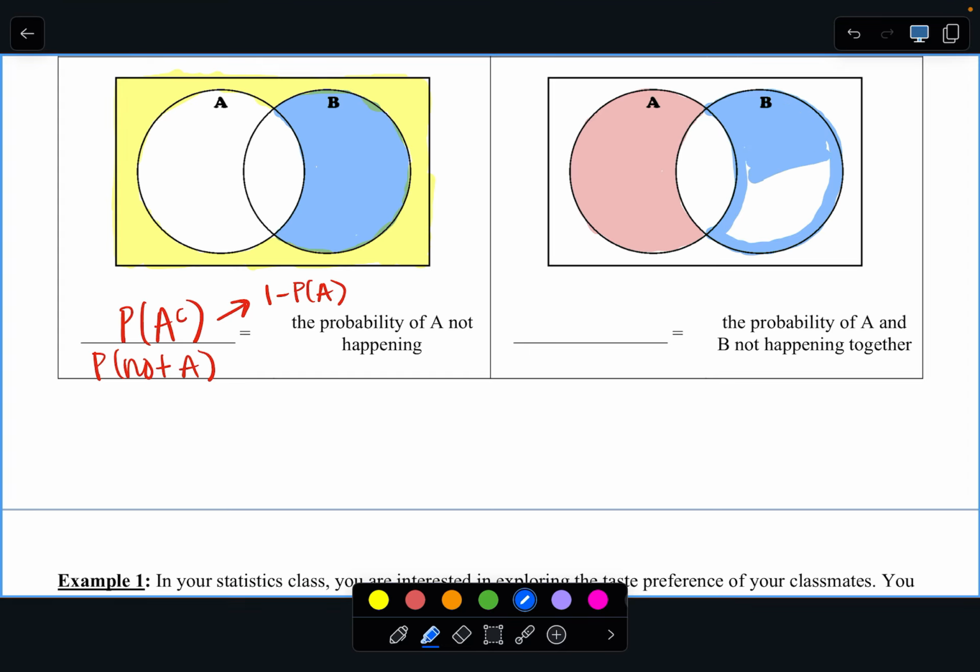And then because I just want everything that is not A and B happening together, same thing that we did with not A. It includes all of the people that don't fall into either category. So I'm going to also shade my outside area.